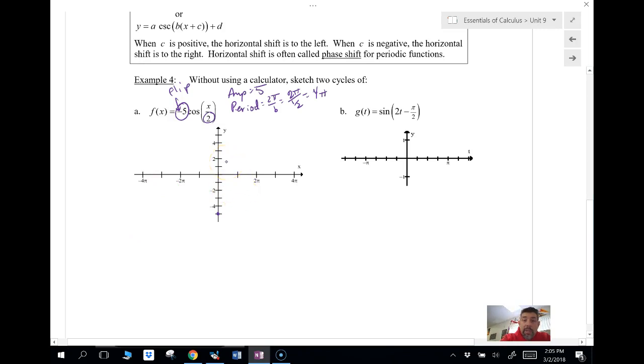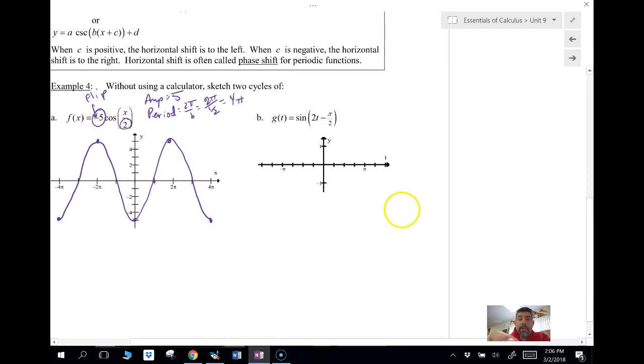So since it's got a period of 4 pi, cosine starts here and ends at the period on the same level. Halfway between that, it's going to go up to its max, which is at 5. Halfway in between that, it's going to cross the x-axis. So I'm going to go like this. Like that. That's it. There you go. We graphed it. Not too bad, huh? All right, let's take a look at the next one.